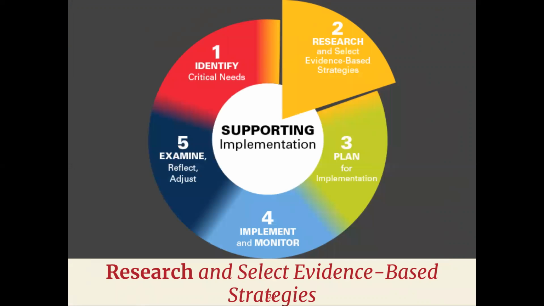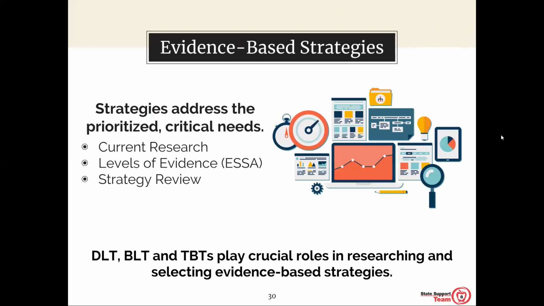Step 2 of the Ohio improvement process is researching and selecting evidence-based strategies. After determining your critical needs, your team will research strategies that will directly align to addressing your identified areas of concern. As a reminder, the evidence-based strategies should address the prioritized critical needs. Your DLT, BLT, and TBT should consider current research, ESSA's level of evidence, and select strategies that ensure alignment throughout the organization.